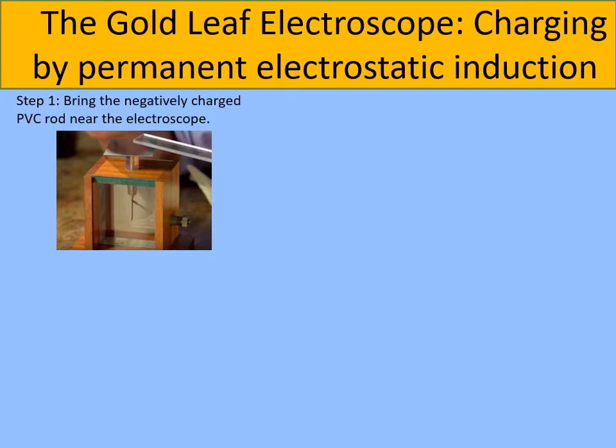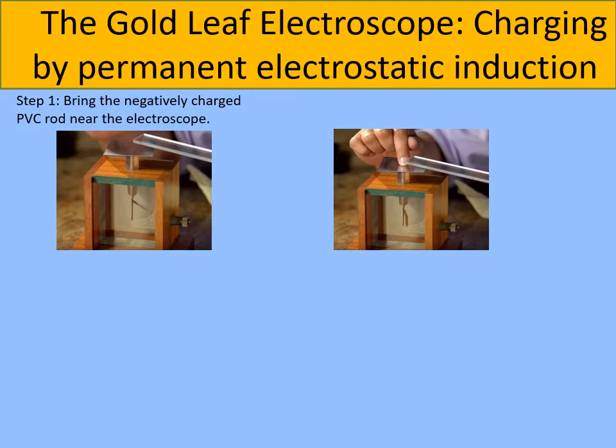So we bring the negatively charged PVC rod near the electroscope, and that causes the electrons in the electroscope to move down towards the copper conductor or copper stem, which becomes negatively charged. So does the gold leaf as well. Both of them are negatively charged, so they will repel, causing the gold leaf to deflect, as shown in the diagram.